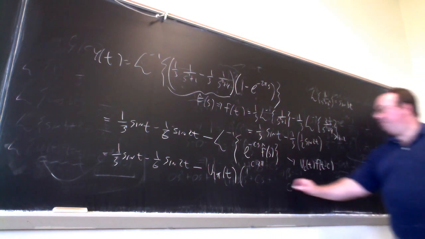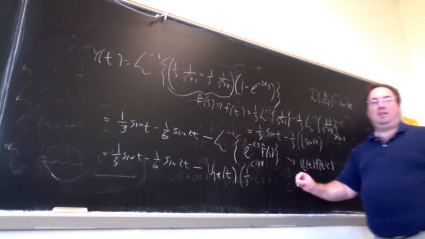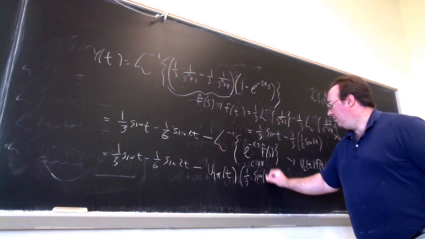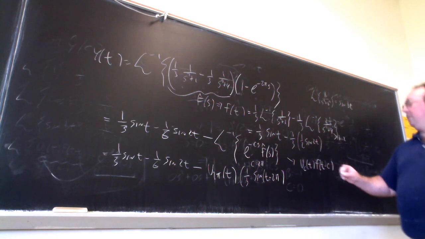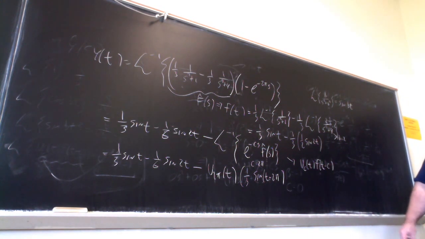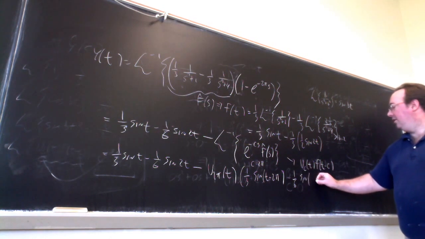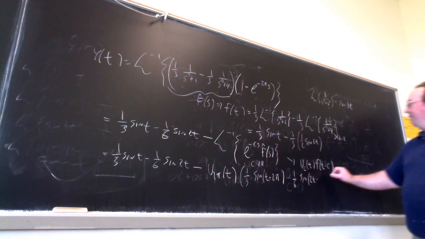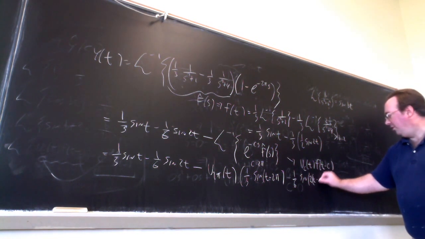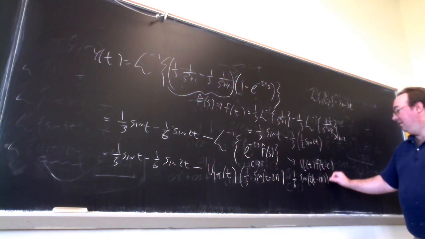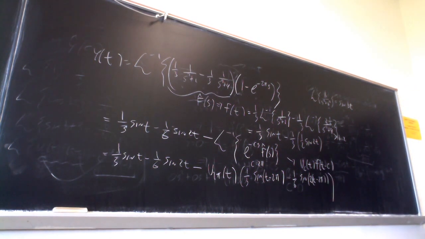And 1/3 sine t minus 2 pi, minus 1/3 or 1/6 sine 2t minus... Yes, it would be. Well, I'll just do it like that. Okay. All right, and then you're done.